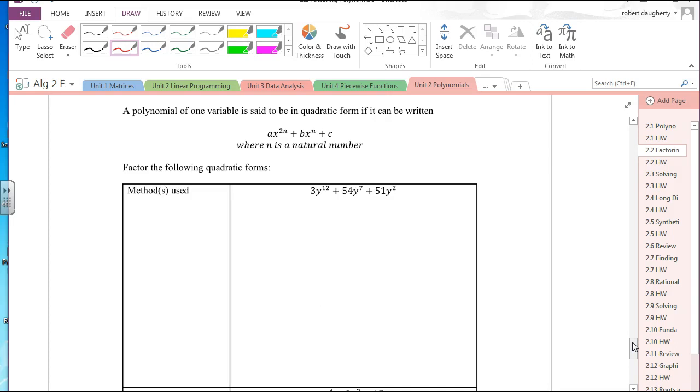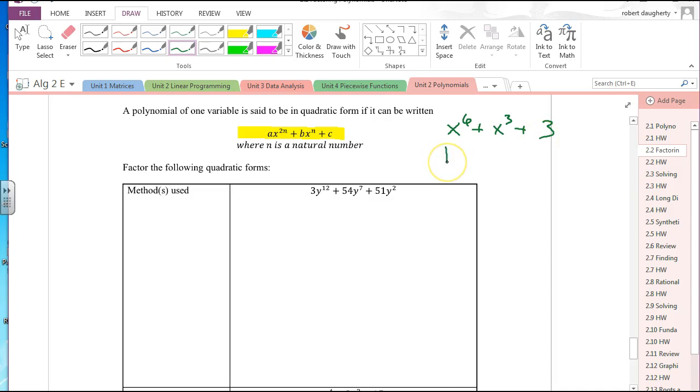Okay, so you know what it looks like to be a quadratic. It has a squared term, an x term, and a constant. That's a quadratic. It is in quadratic form if it looks like this: you've got ax to some variable exponent and then bx to half of that same exponent. For example, x to the 6 plus x cubed plus 3 is quadratic form, because this exponent is half of that.